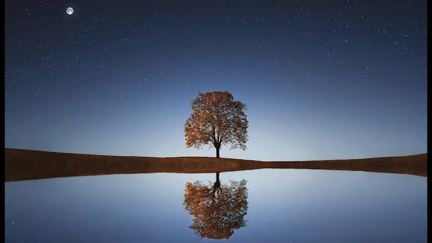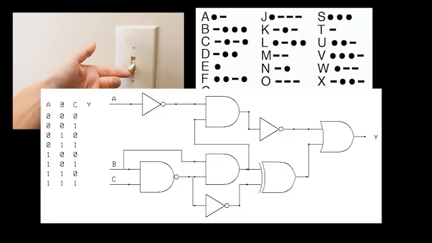Imagine a world where only these two numbers represent all the information, images, and videos you encounter. It's a secret code that powers the digital world. Binary can be seen on light switches, Morse code, logic gates, and many more.